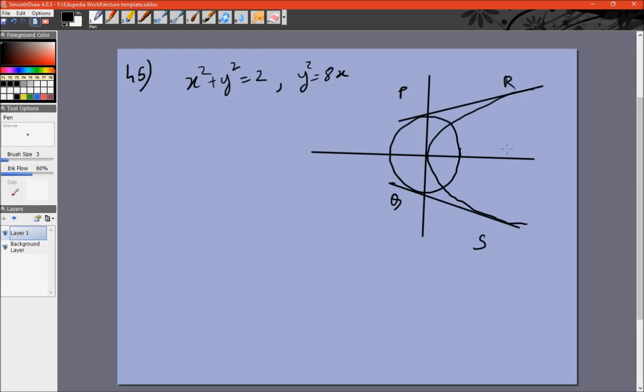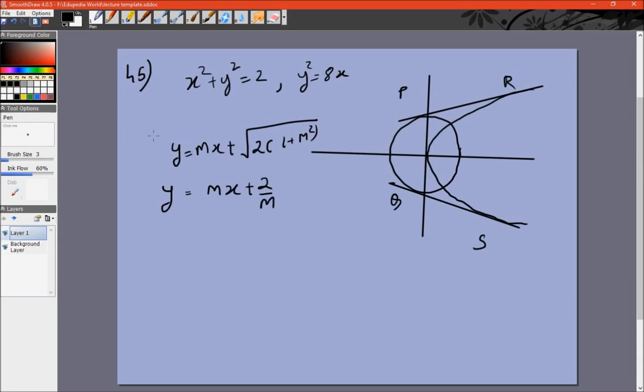We know the standard equation for tangents for a circle and for a parabola. For a circle, it's y is equal to mx plus a root of 1 plus m squared, so root of 2 times 1 plus m squared. This is the standard equation of a tangent on the circle. The standard equation of a tangent on a parabola is y equal to mx plus a by m, where a is 2 here, so 2 by m.